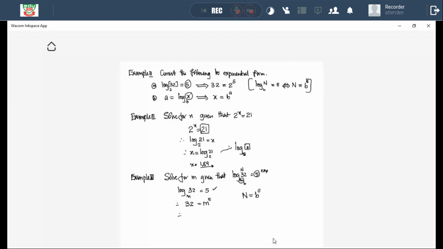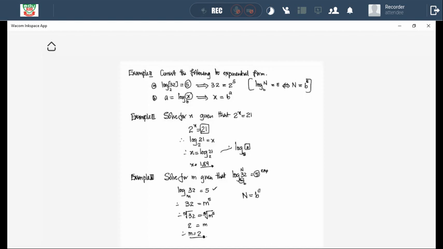Now, solve for m. The inverse of the fifth power is the fifth root. So I'm going to take the fifth root of both sides. The fifth root of 32 is 2, equal to m. So in this case, your m is equal to 2. There you go. This is how you would solve such a problem.